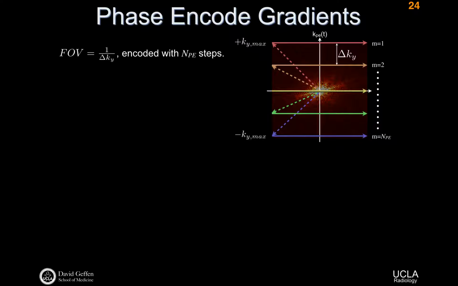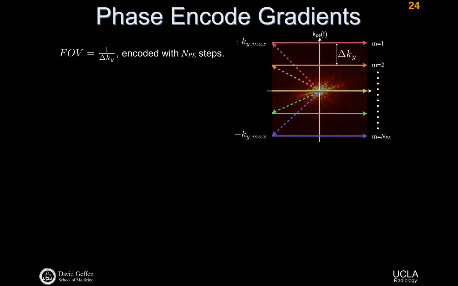So let's go back to something that we've seen several times. We know that the field of view is 1 over delta ky. And we want to encode that with a total number of phase encode steps, right? We pick our field of view to match the object, and then we pick the number of phase encode steps. What does the number of phase encode steps actually dictate? Matrix size, and so then that's related to what? Resolution, right? So usually we have a target field of view to match the object, and then some target resolution as well.